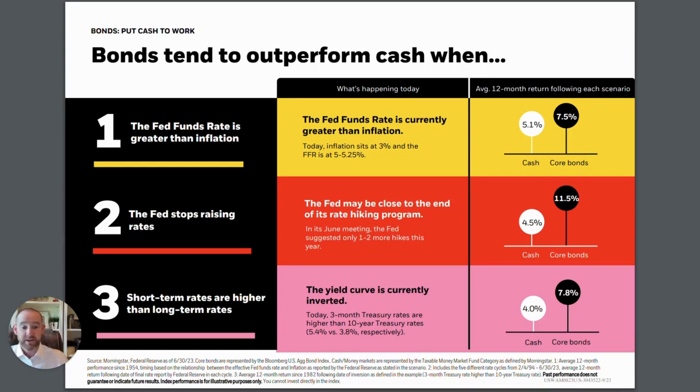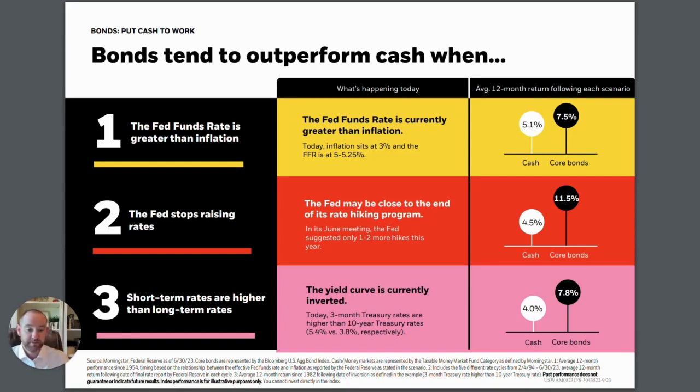So what happens in this scenario, and the reason that happens, is that when the Fed stops raising rates, longer rates tend to come down, and you see the price of those longer bonds increase in value. So you get outperformance on some of these longer bonds. It's not just about cash flow in this scenario.